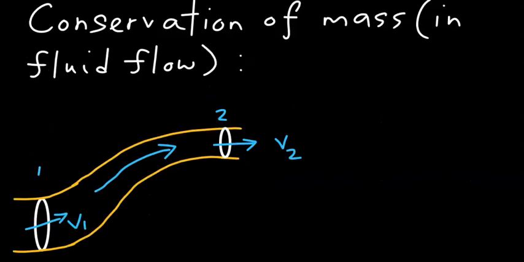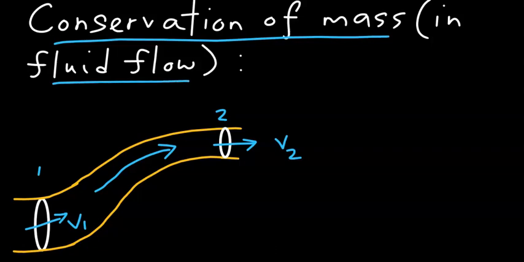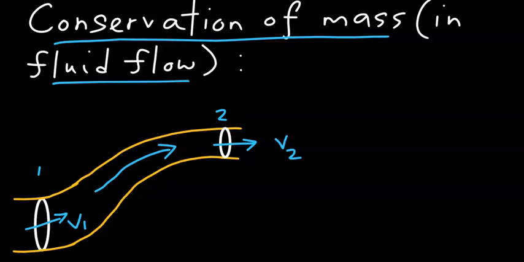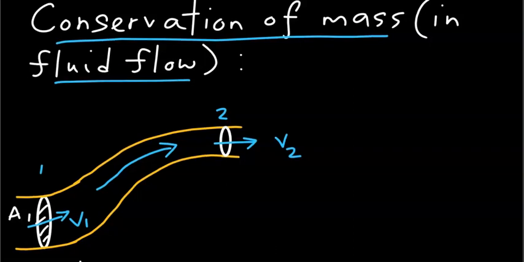An important concept that gives us the equation of continuity is the conservation of mass in a fluid flow. To understand this, let us look at the following setup. So you have a flow of fluid from region 1 to region 2. At region 1, the fluid is moving with speed v1, and in region 2, it is moving with speed v2. Let's look at this cross-sectional area in region 1. Let's call this cross-sectional area A1, and the cross-sectional area in region 2, A2.